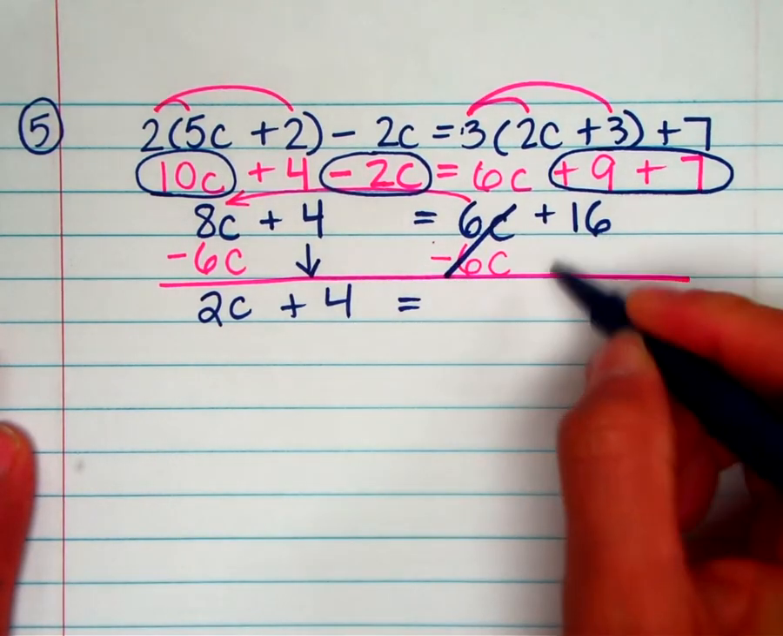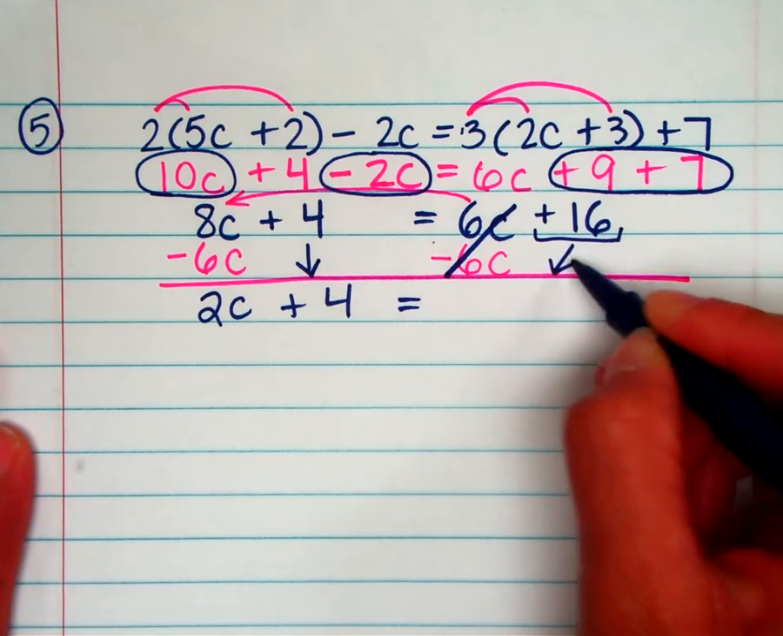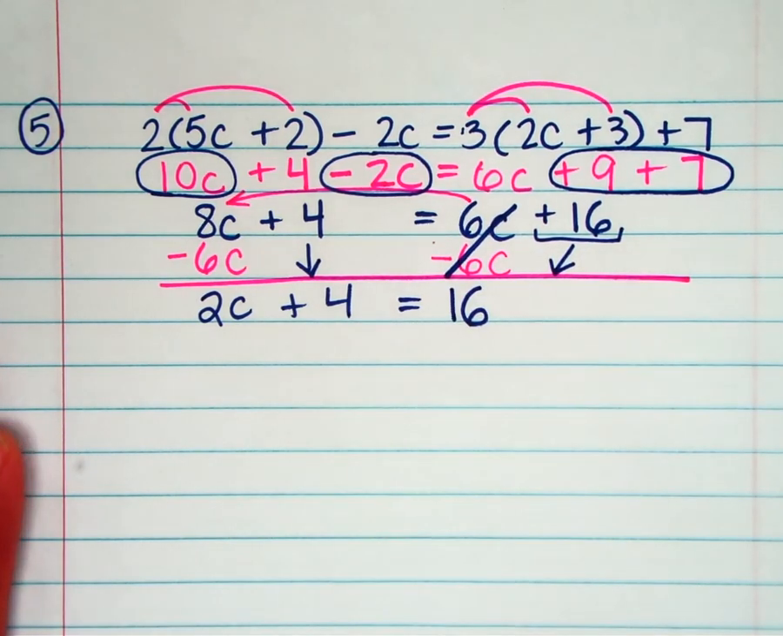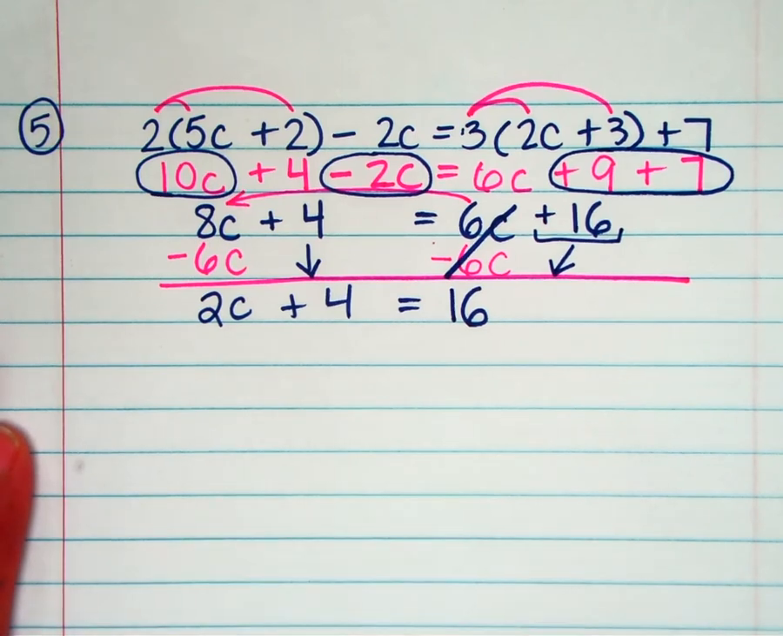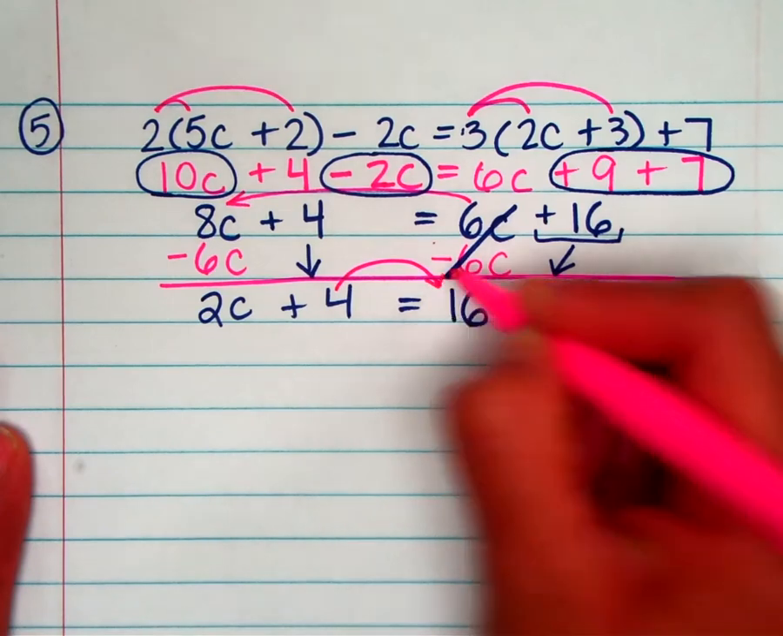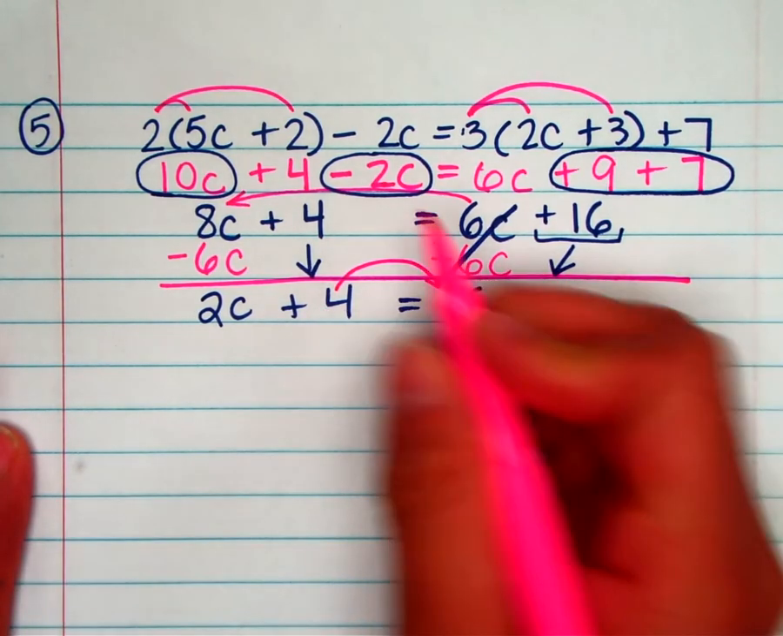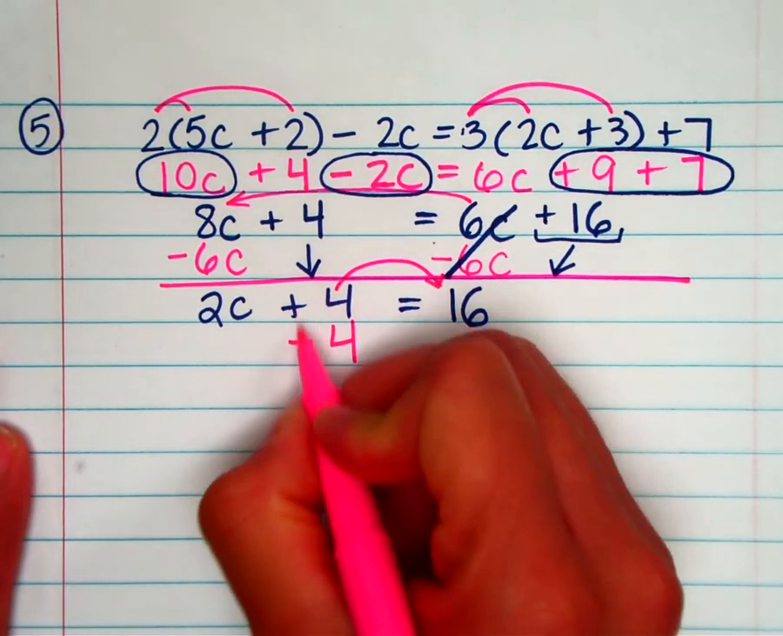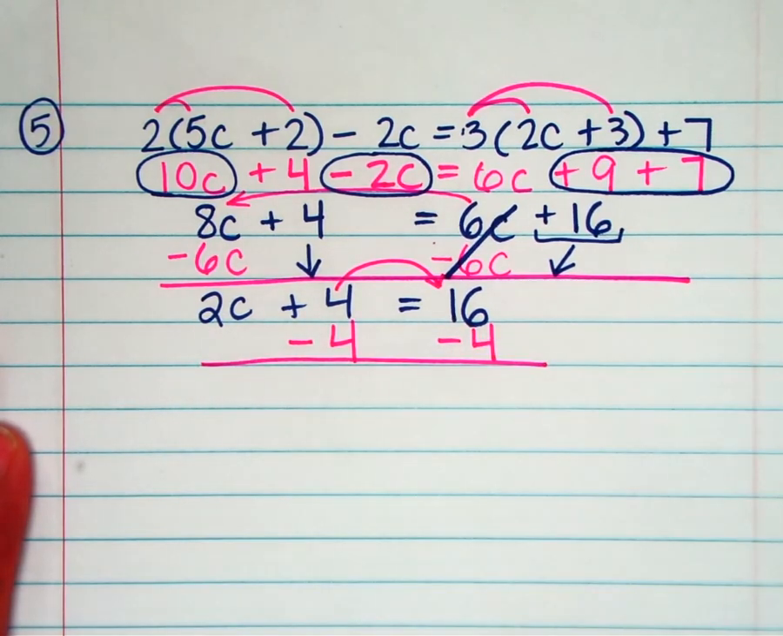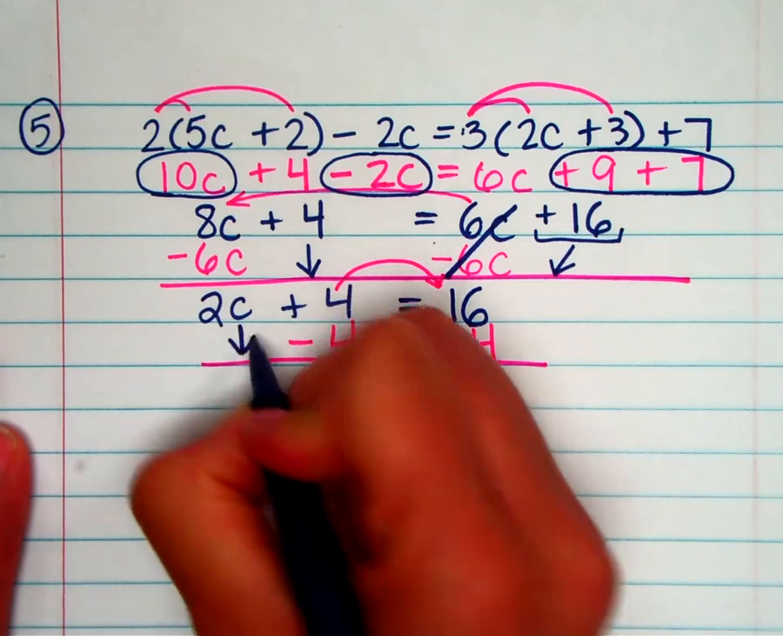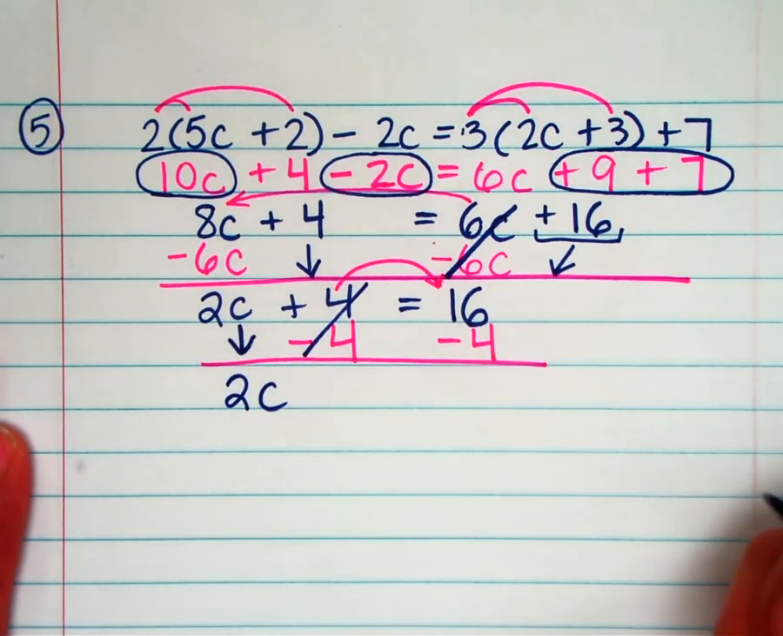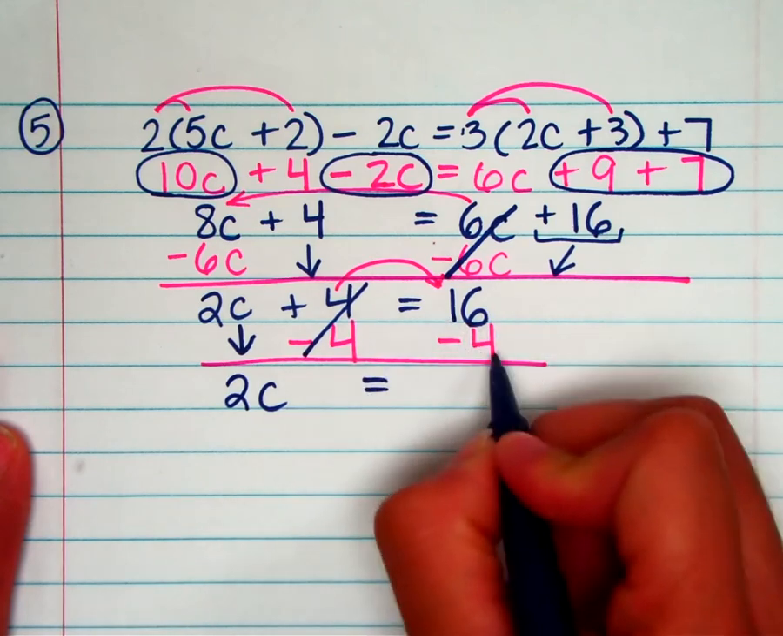Now I'm just going to bring down this positive 16, but I just have to bring it down as 16. I don't have to put the plus sign. I know it's positive when I write it as 16. My last step is to move this positive 4 to the other side. The only way I can move this 4 is by opposite sign, subtracting 4. Then I'm going to bring down my 2c, because I did nothing with it. Positive 4 minus 4 cancels, goes away, it's 0, equals 16 minus 4 is 12.